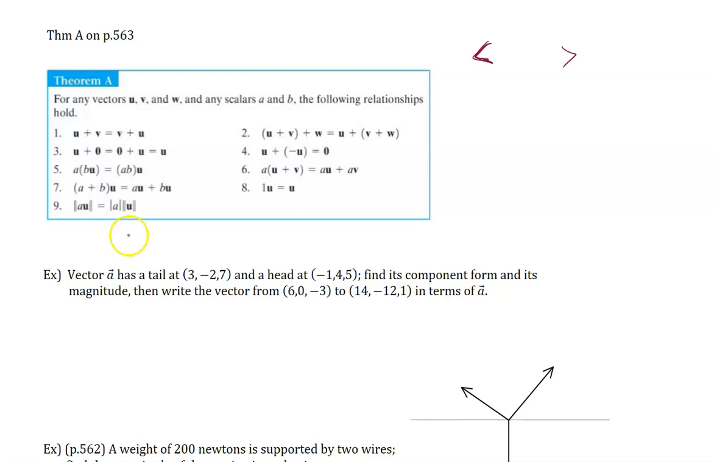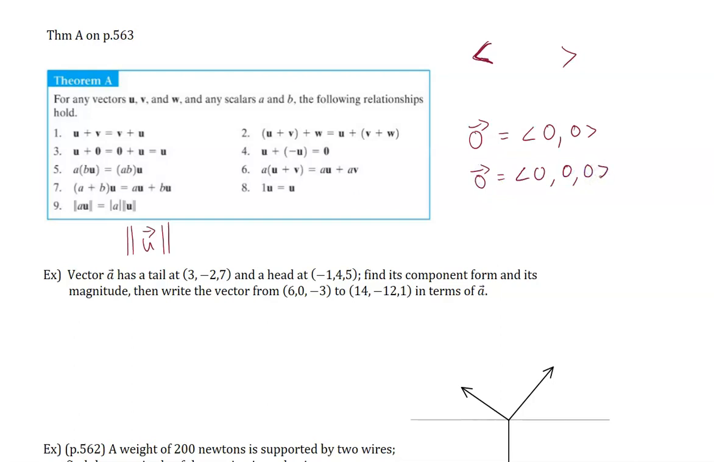Remember that the double absolute value bars like this indicate the magnitude or the length of a vector. Also notice that even though this is a 0, it is bold, so that's the 0 vector. And the 0 vector in 2 dimensions would just be 0, 0, or in 3 dimensions it would be 0, 0, 0, etc. Okay?